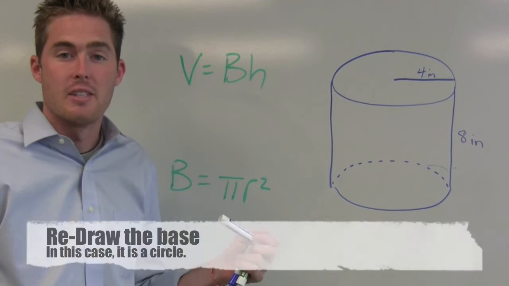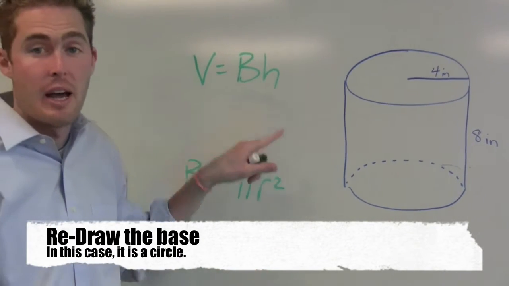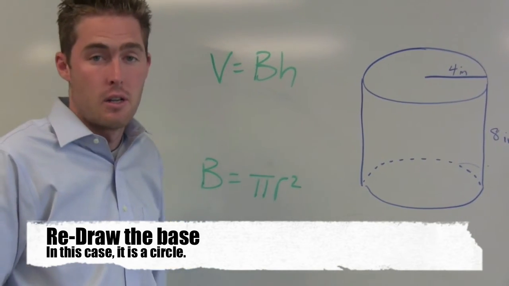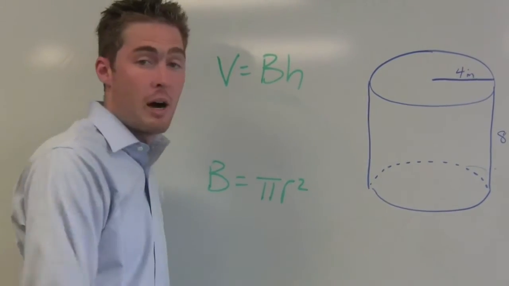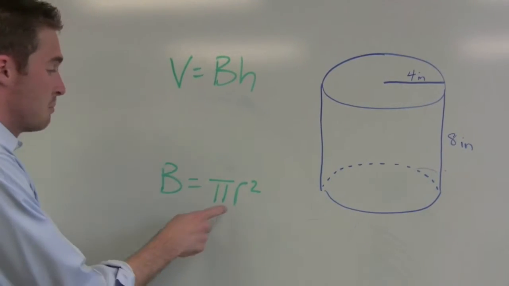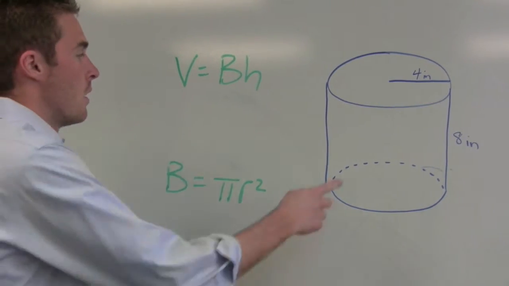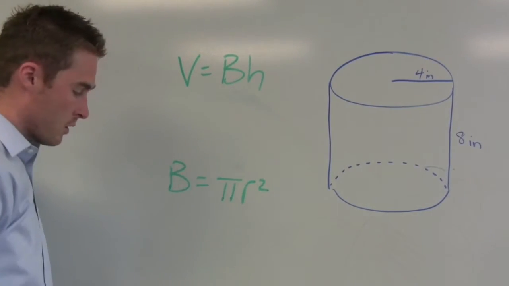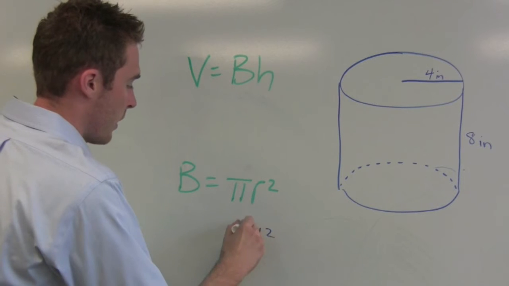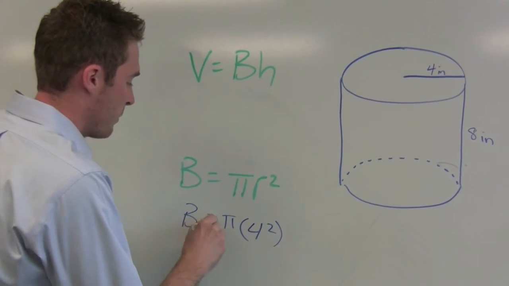We're now dealing with a cylinder. Once again, we're going to find the volume, which is area of the base times the height. In a cylinder, the base is the circle, the bottom of it. So if we look at a circle, how do we find the area of a circle? It is pi r squared, which is the area of our base. When we plug in what we know, r is our radius, which is 4. So we can plug in 4 squared times pi, and that will give us the area of the base.